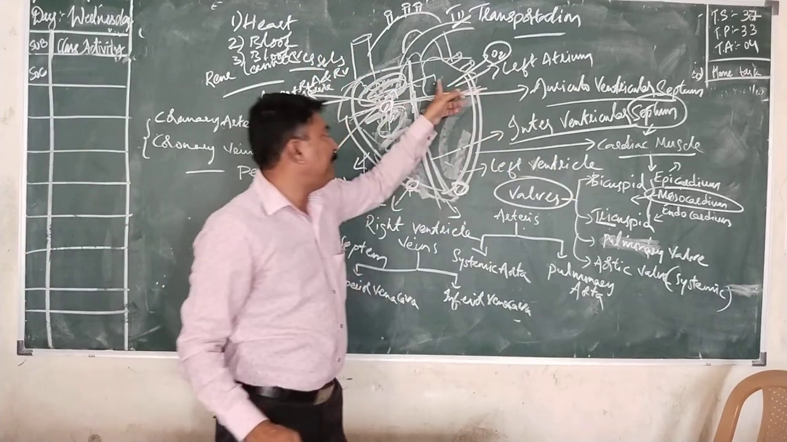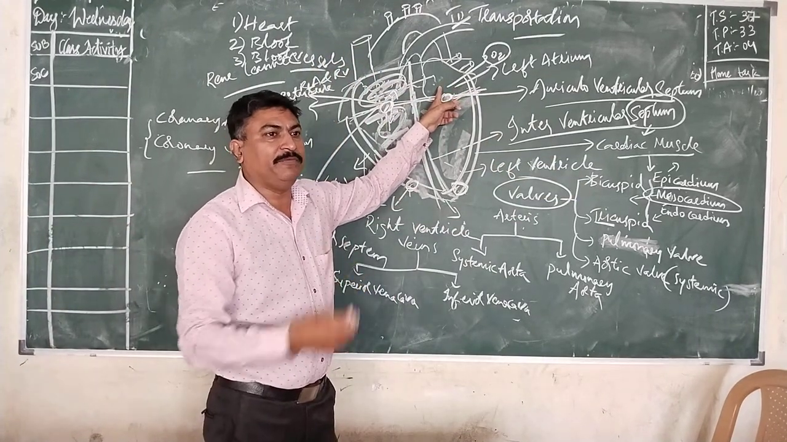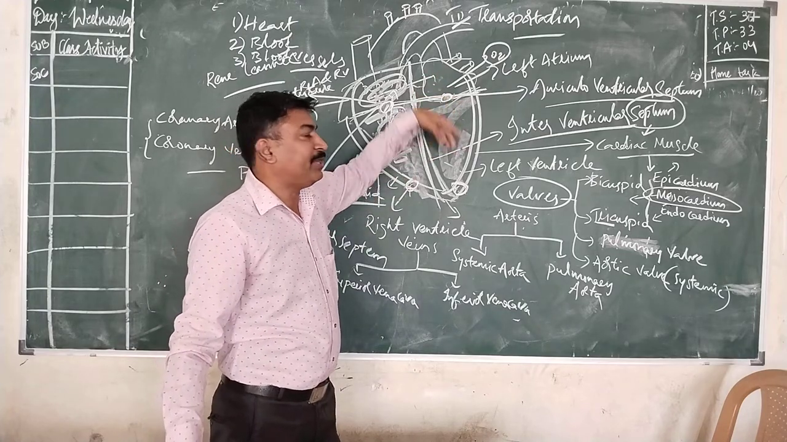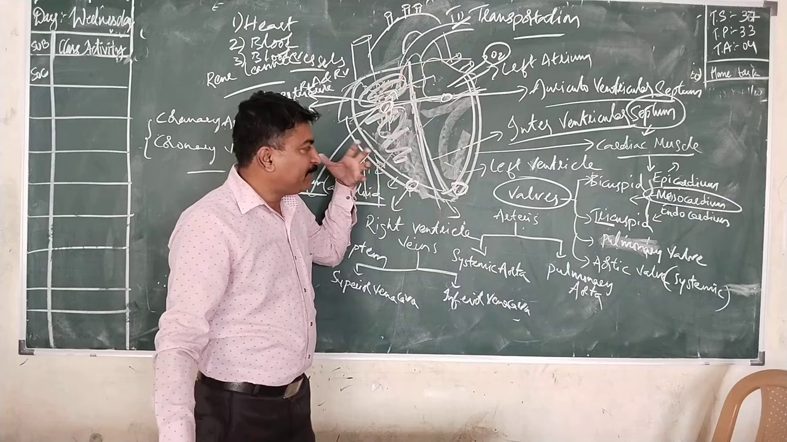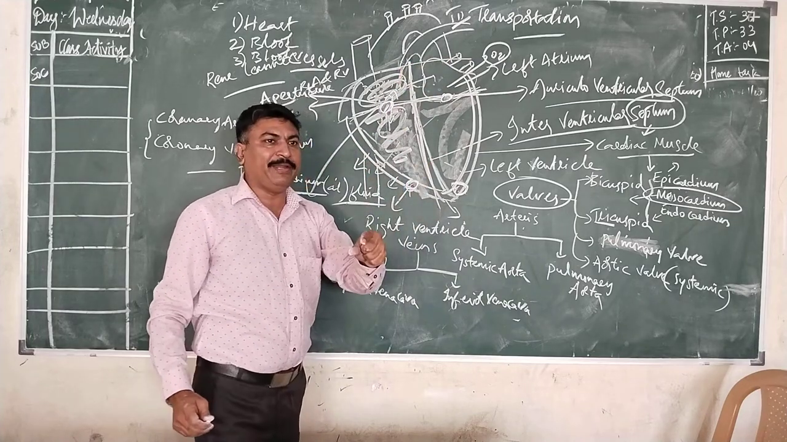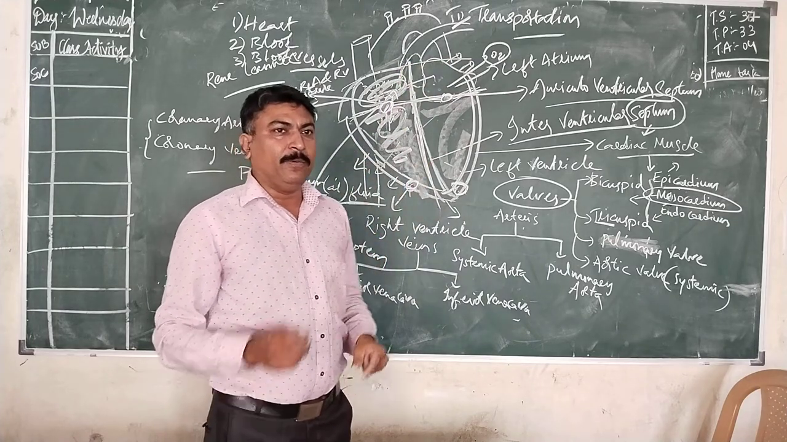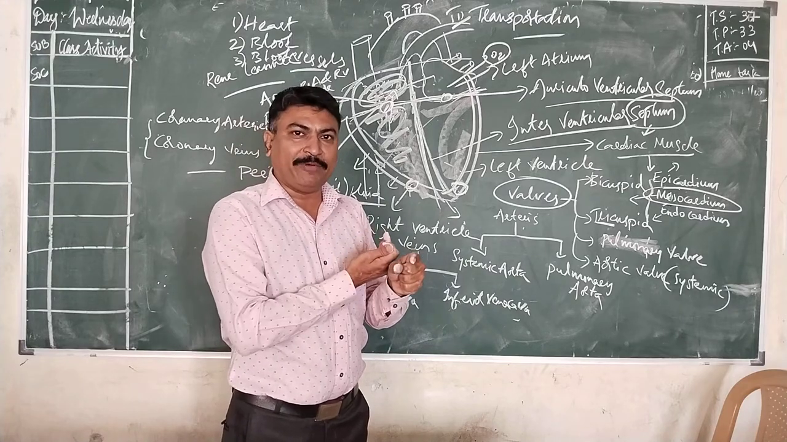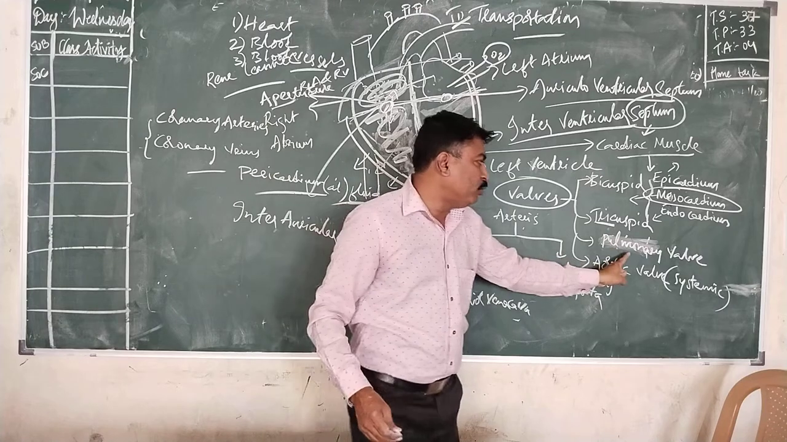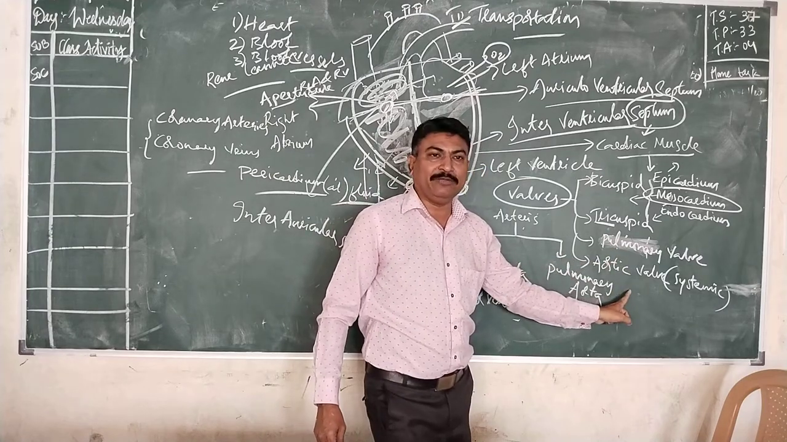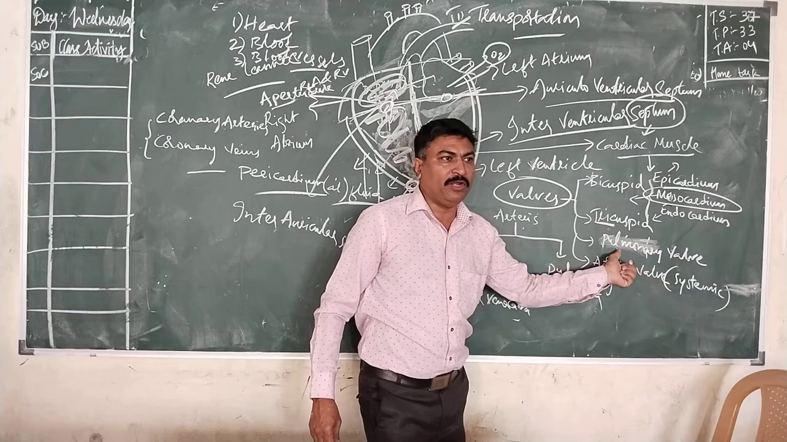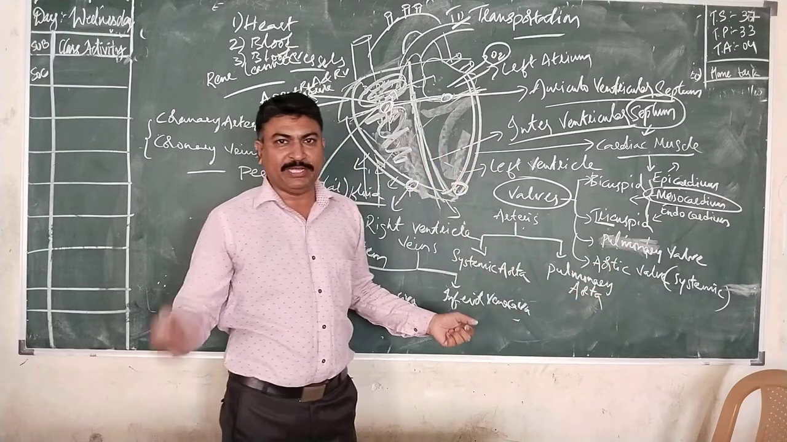Similarly, the bicuspid valve will be present on the left side of your heart, between the left auricle and left ventricle. It will not allow the blood to flow from ventricle to auricle. Now, when the ventricles are pumping the blood into the respective arteries, and the blood pressure increases, there is a chance for blood to go in backward direction. But it will be prevented by two valves, the pulmonary valve and the aortic valve. The aortic valve is also known as the systemic valve. So these valves will not allow the blood to flow in reverse direction.